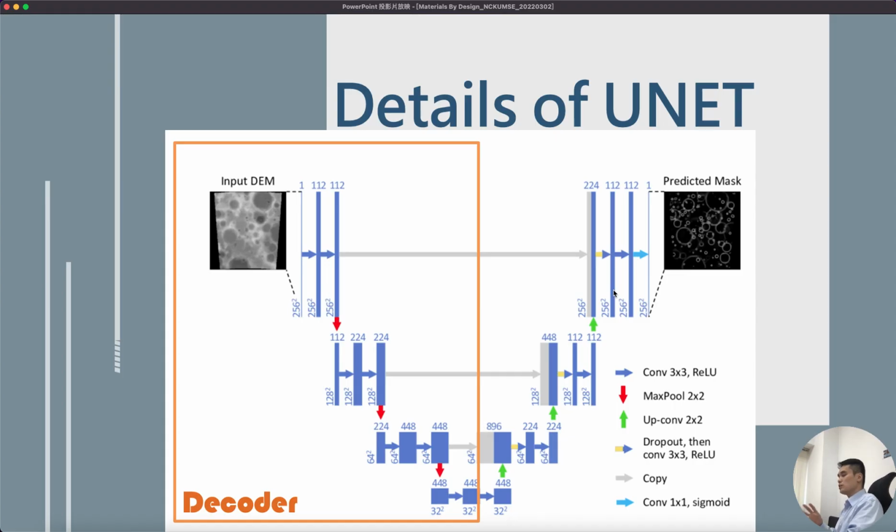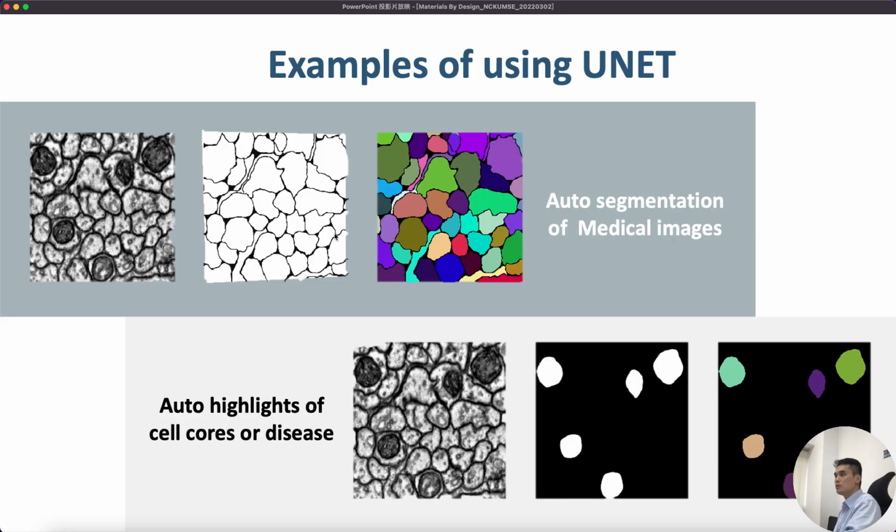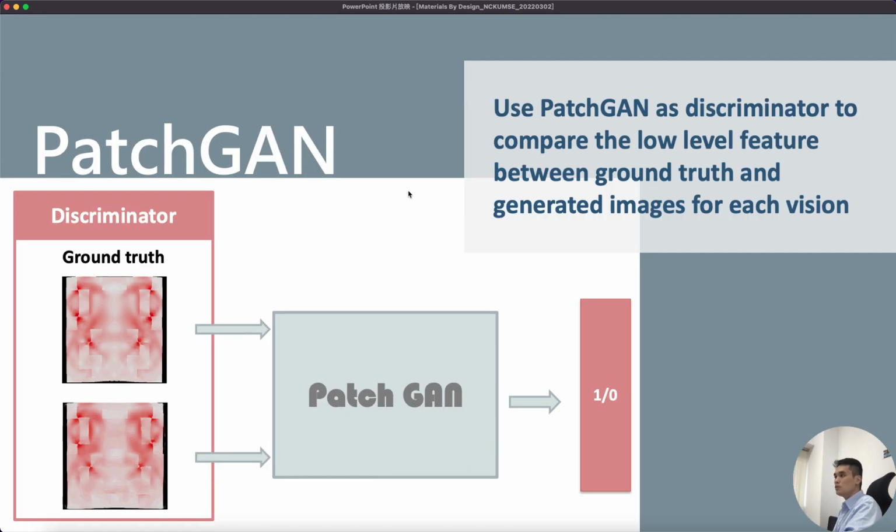I will not go through all the details here, but let me show you. We have automatic segmentation, so we can use UNet for cells or blood vessels. And also the GAN model with a discriminator. Here we use a PatchGAN model as the discriminator, which can tell or distinguish the fake images from the ground truth.